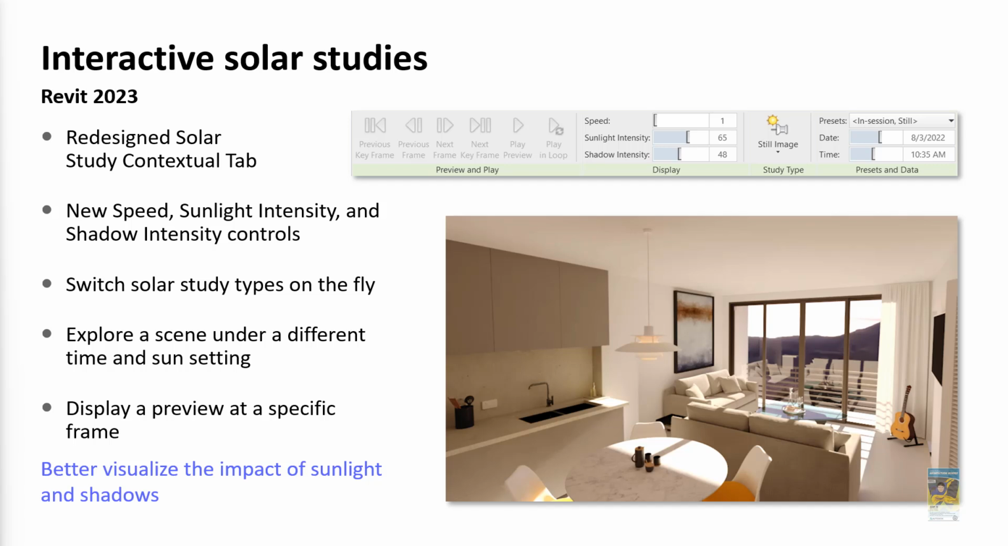But you also have the ability to adjust the speed, sunlight intensity, shadow intensity, things like that. And then also obviously date and time and any presets. So this is a much more interactive toolbar, if you will, in the ribbon to help you study your solar studies better. I think this is a nice addition, so we'll see how it is when I get into it.